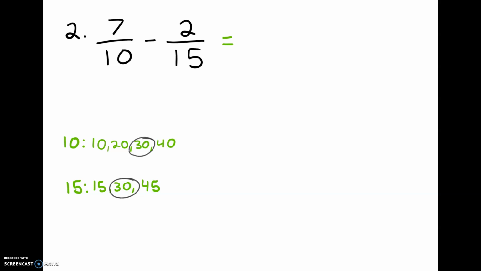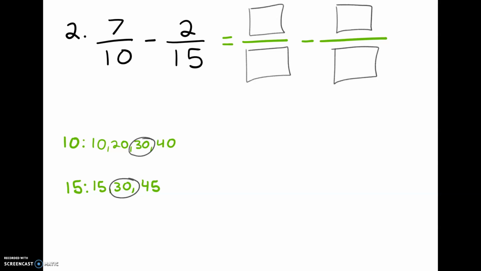So now, back up to my problem. I'm going to rewrite my problem, get it all set up, with boxes for each number I need to put in. Then we head back right here, and we know we're trying to get a common denominator of 30. So I'm going to fill in my denominators of 30. And what do I need to multiply my fraction by? 10 times 3 equals 30, so I multiply these both by 3. 7 times 3 gives me 21 on top.